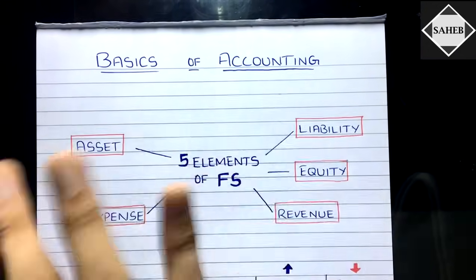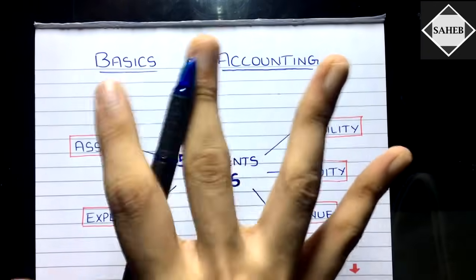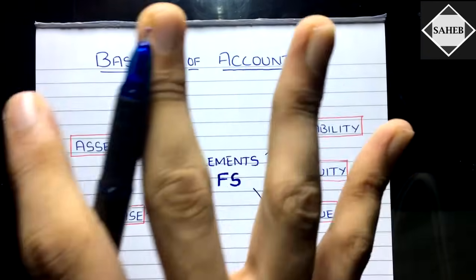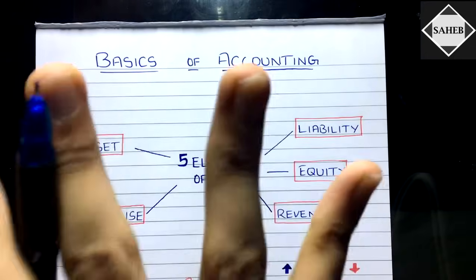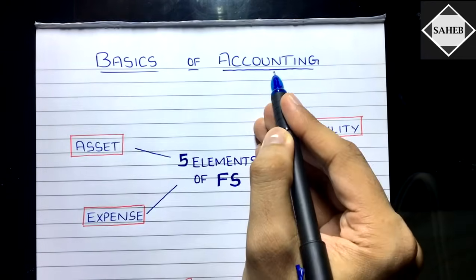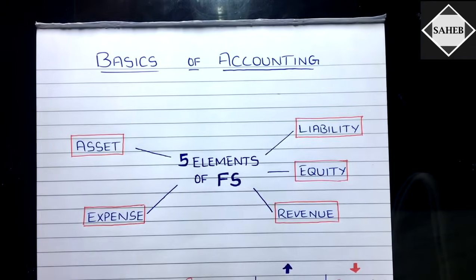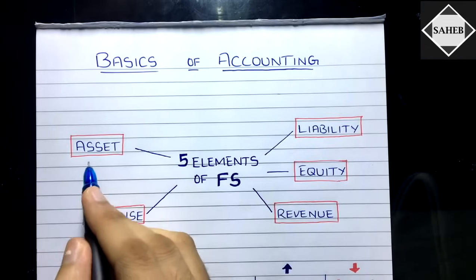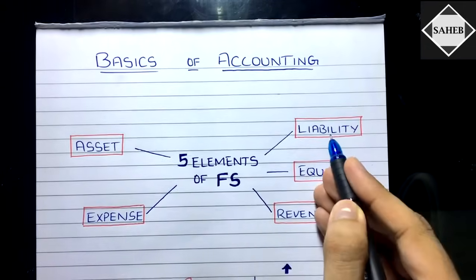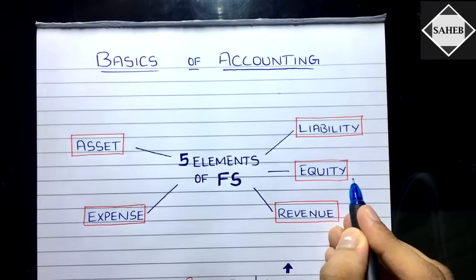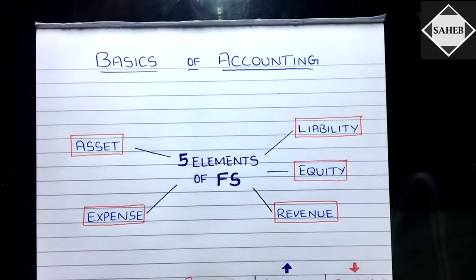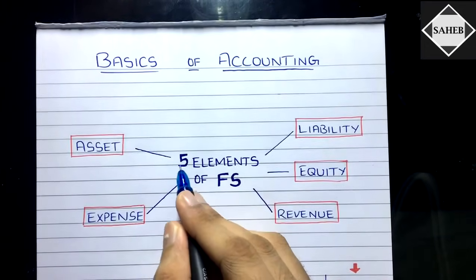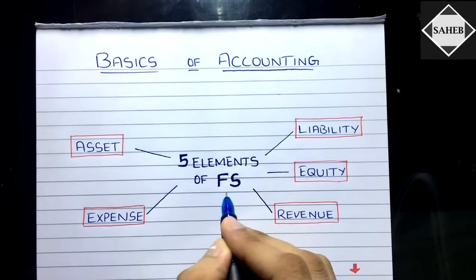See here, in accounting we have only 5 things. Always remember that, nothing more than that. There is no 6th thing, only 5. And the entire accounting is based around this. The first is asset, expense, liability, equity or capital, revenue or income. Only these 5 things are there. Clear? And these are also called the 5 elements of financial statements.